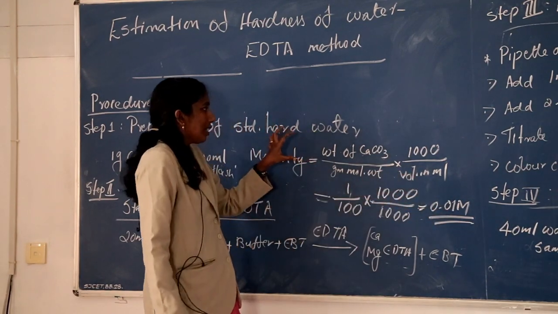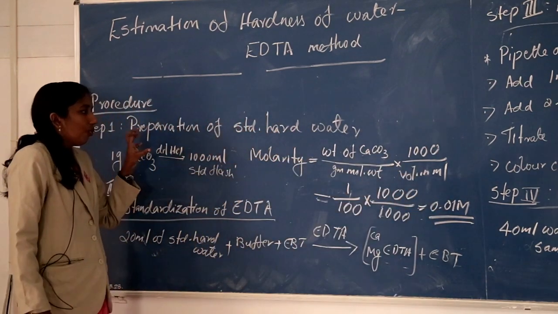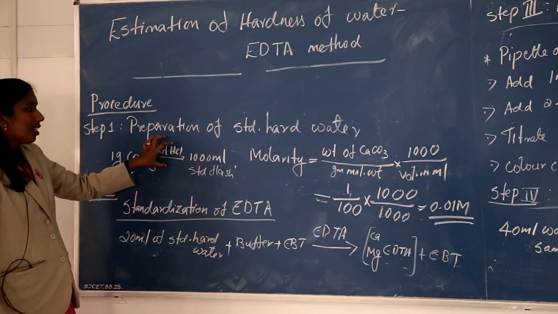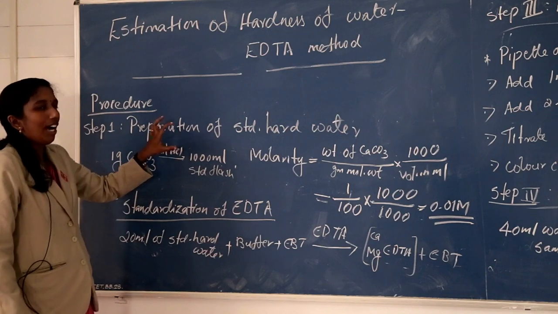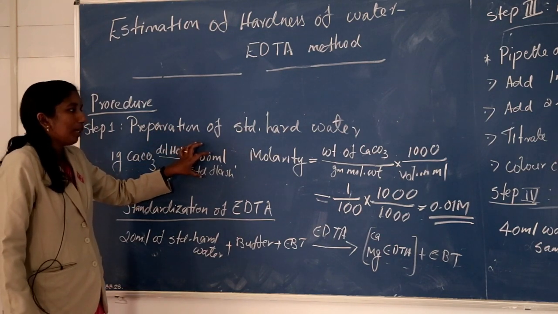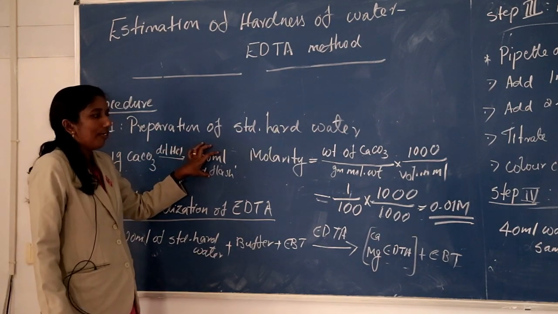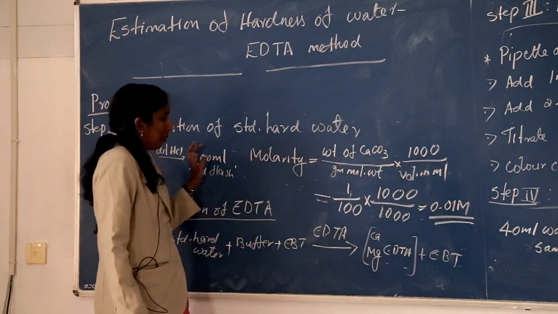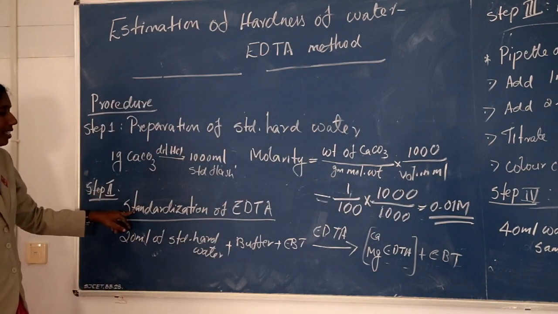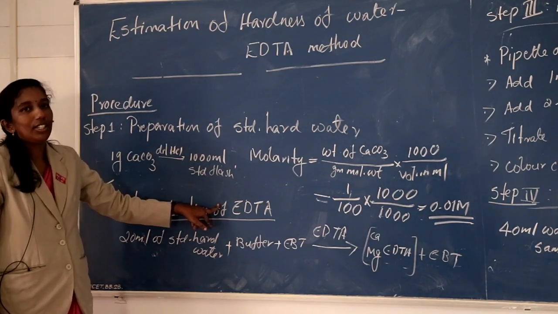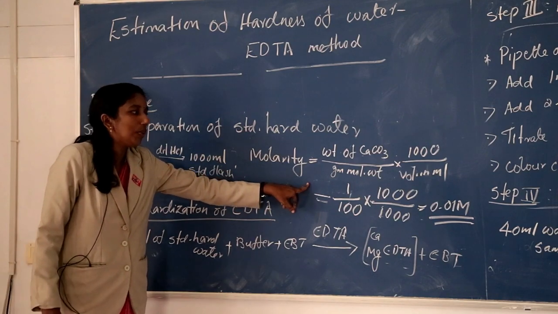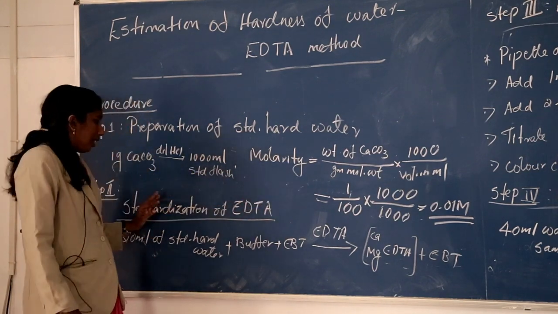Okay, to prepare standard hard water, 1 gram CaCO3 is accurately weighed, dissolved in HCl, and by adding water it is made up to 1000 ml in a standard flask. We get 0.01 molar standard hard water. Then step 2, standardization of EDTA. For this process, we use this 0.01 molar standard hard water.